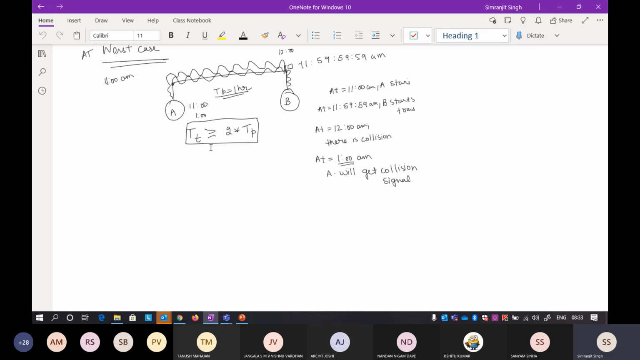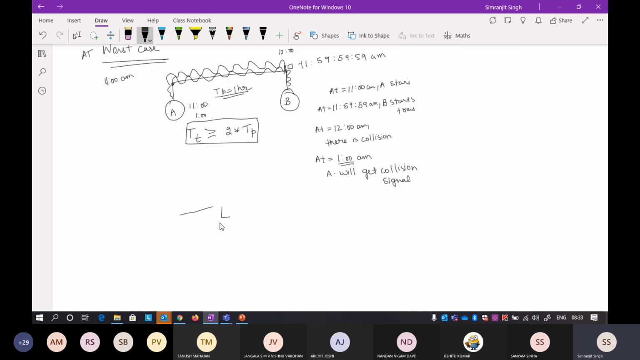From this particular formula you can easily find it out, because TT is greater than or equal to 2 into TP. And you know what the TP here is. TP is the length of the packet over bandwidth. So it can be written like this: length = 2 into TP into bandwidth. This is the formula if you want to find out the length of the packet in CSMA/CD.